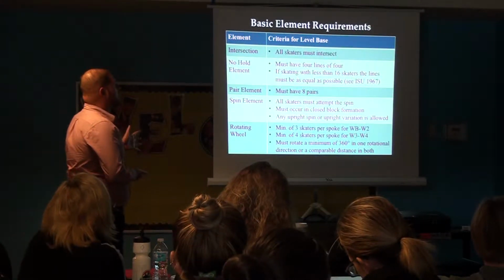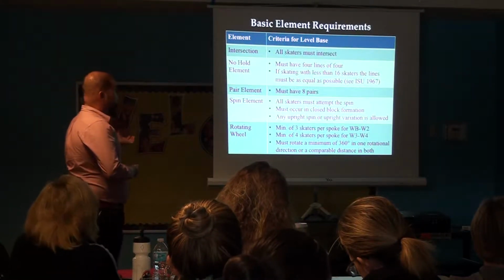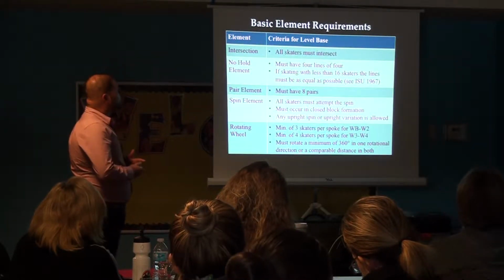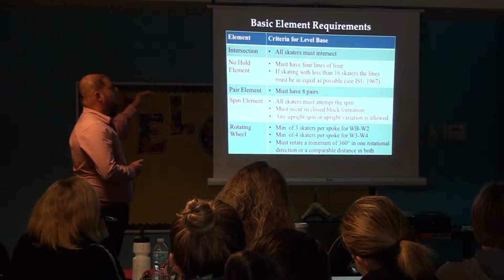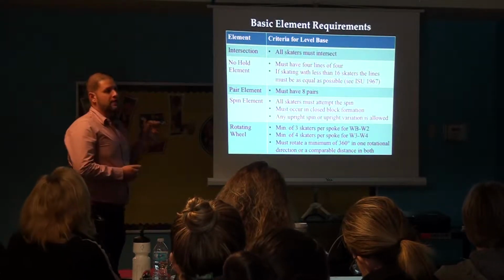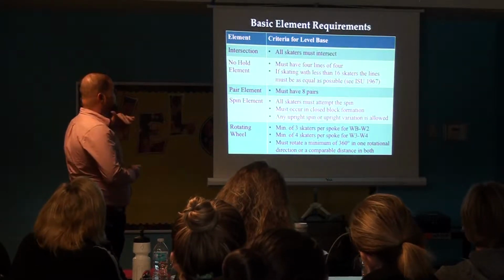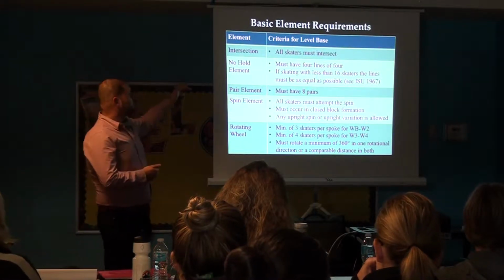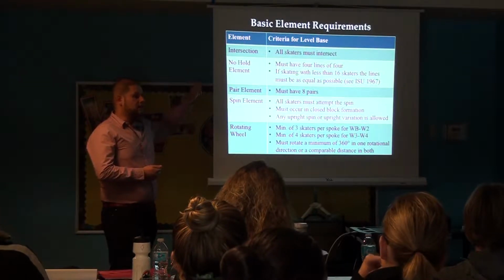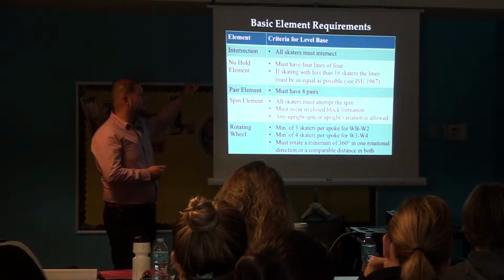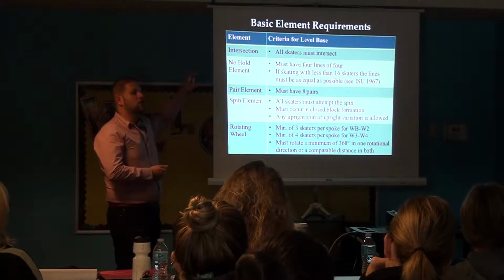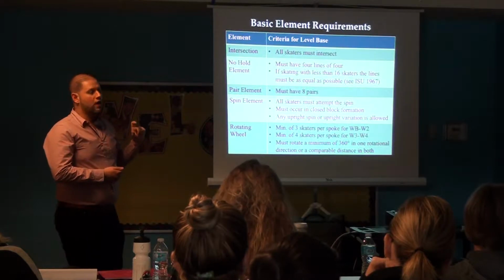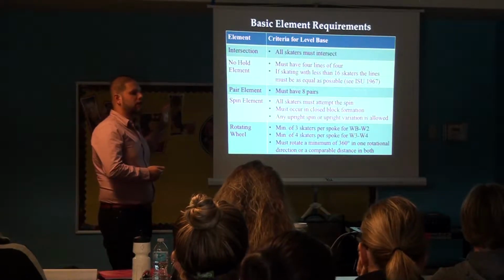The other elements just have very simple basic requirements. As you all know, for the intersection, all the skaters have to be involved in the intersection. For the no-hold element, the published guideline is there must be 4 lines of 4, and this applies to a team of 16. If you have less than 16 skaters, the lines have to be as equal as possible. This has been clarified in, the one thing I did read in 1967 is they outline the configuration of the no-hold element based on the number of skaters you have in your team. So reference that when you're trying to figure out what your configuration should be.